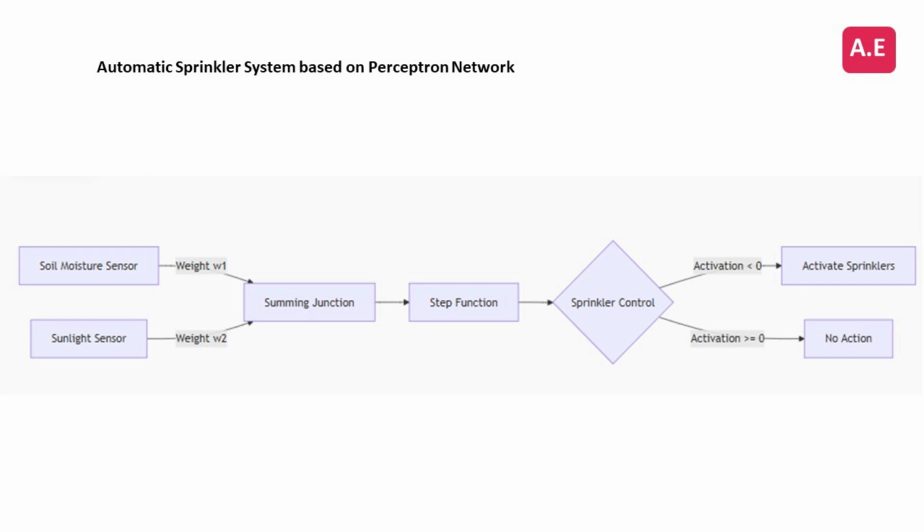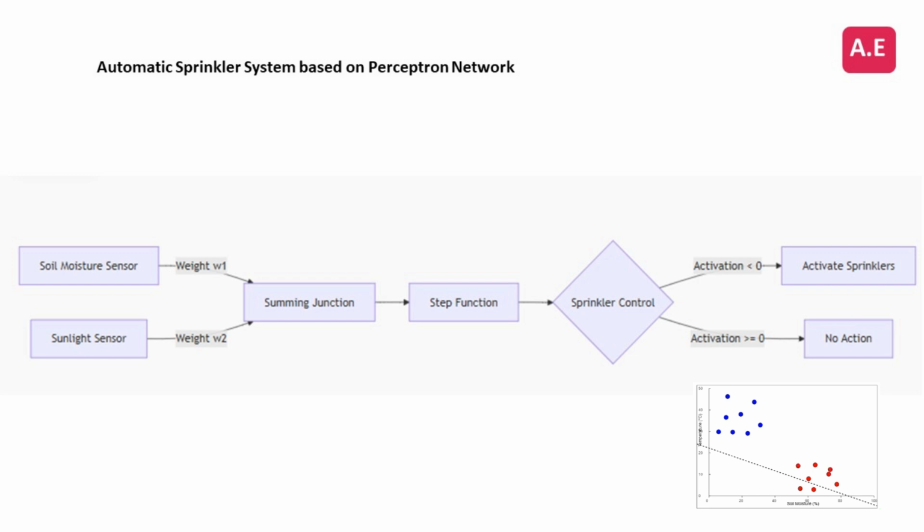In our previous video, we had introduced how the basic Perceptron model works. Today, we are going to create a simple Perceptron model that can be used to automate the operation of a basic agriculture sprinkler system. The idea is to create a basic decision-making system based on the Perceptron model that turns the sprinkler on or off based on two inputs, temperature and soil moisture.